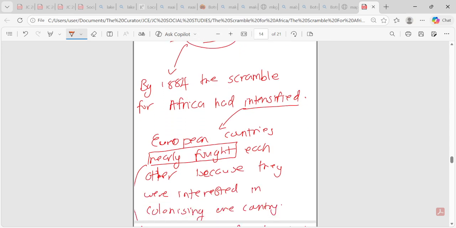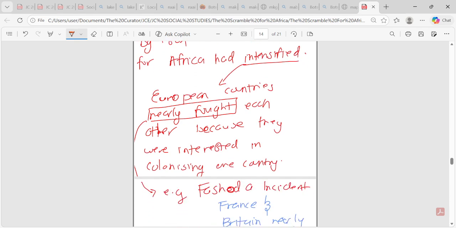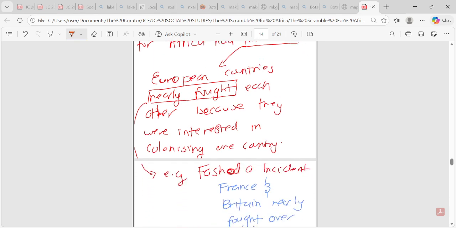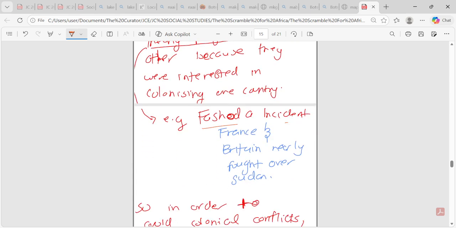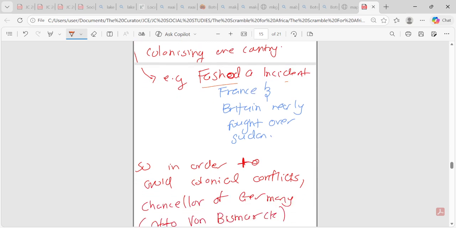By 1884, the scramble for Africa had intensified. European countries nearly fought each other because they were interested in colonizing the same country. For example, during the Fashoda incident, France and Britain nearly fought over Sudan. So Sudan was precious to both of them. They nearly fought over Sudan. So something had to be done to avoid war.